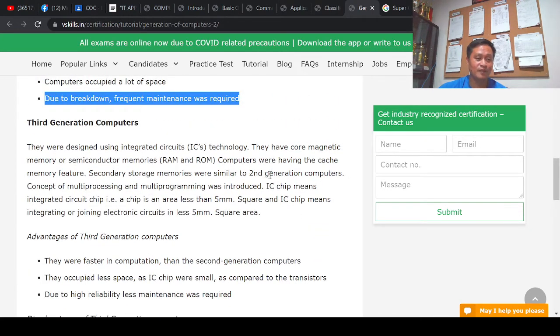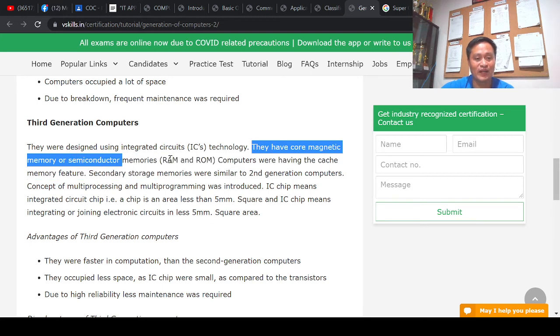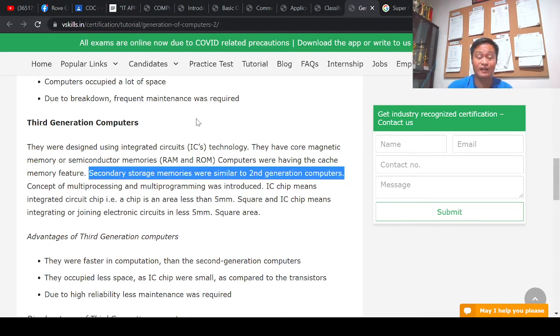Now let's move on to the third generation computers. They were designed using ICs, or integrated circuits technology. Right, from diode to transistors, and now IC. That's for the third generation. They have core magnetic memory and semiconductor memory called RAM and ROM. Actually, our computers now are still using this memory. Computers had the cache memory feature. Secondary storage memories were still similar to the second generation. They're the same.